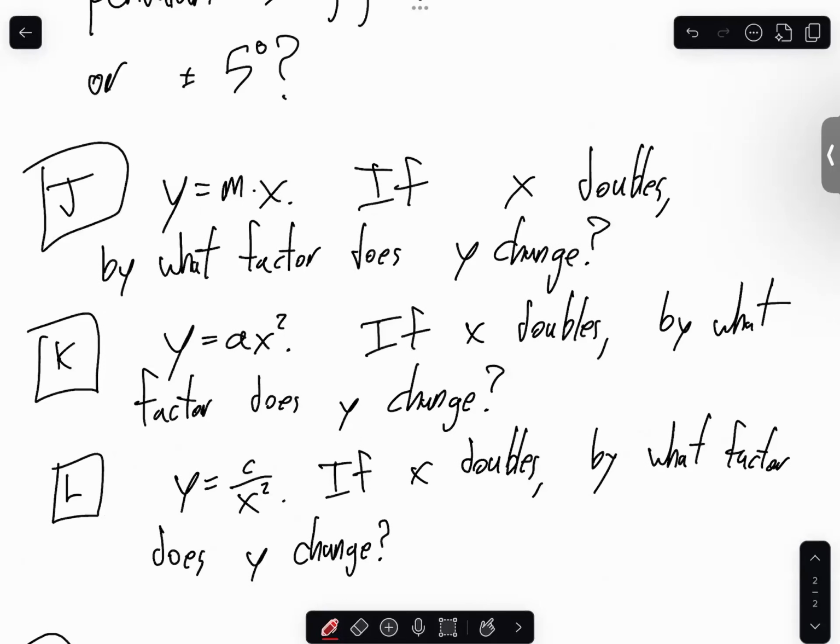Okay, let's talk about some proportions, some ratios, and some changes. Screw doubling. I'm bored with doubling. I gave doubles to my previous class.